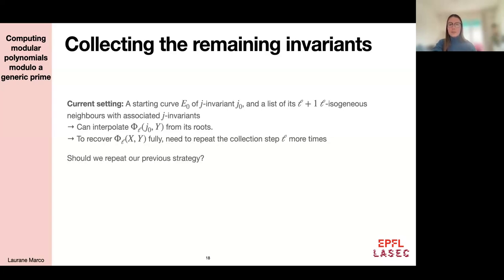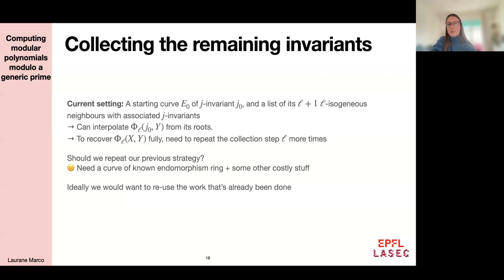So should we repeat our previous strategy, or can we do something else? It's a bit annoying because you need to start with the curve of known endomorphism ring, and you have some other costly stuff going on, like actually computing the basis for the L torsion and so on. So we would ideally want to reuse the work that's already been done.